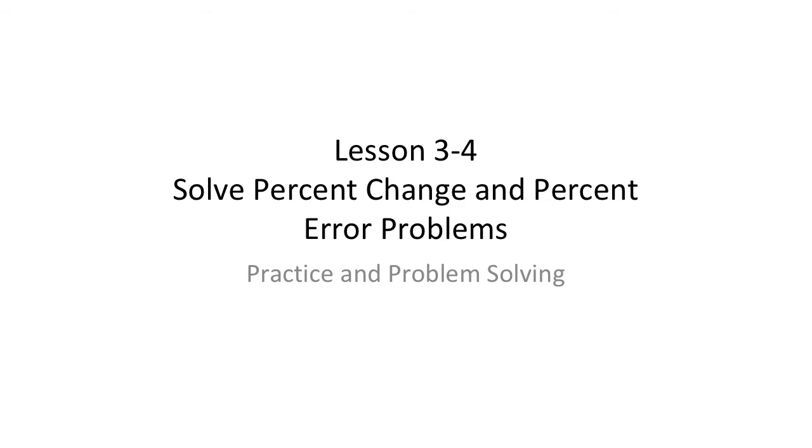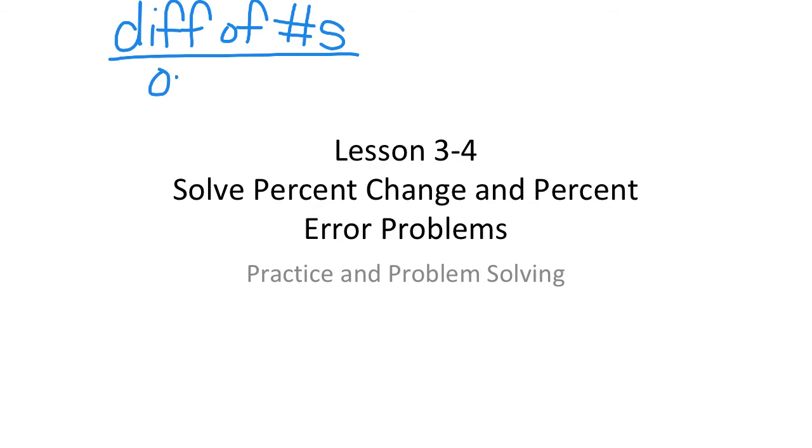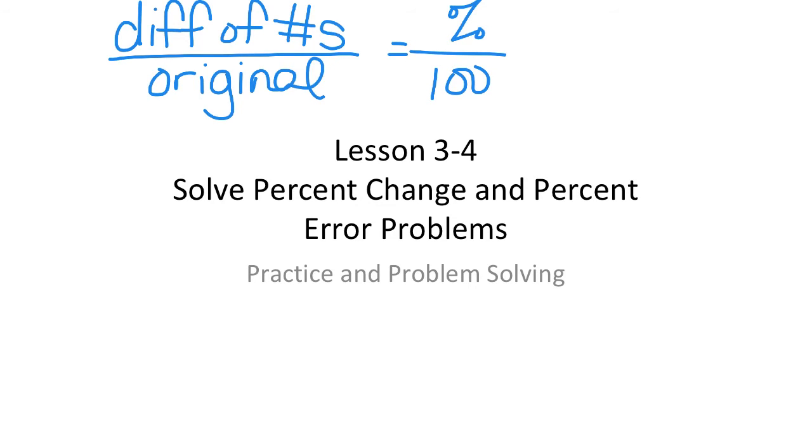Percent change on your sheet was told to be the difference of your numbers. And to find the difference, you're going to subtract them, and you're going to place that over the original, and that is equal to the percent over 100. This is if you're using the proportion, which is a really good method.